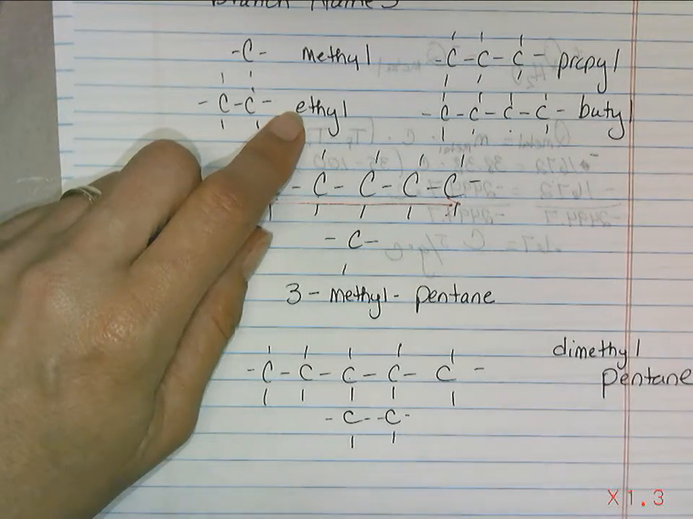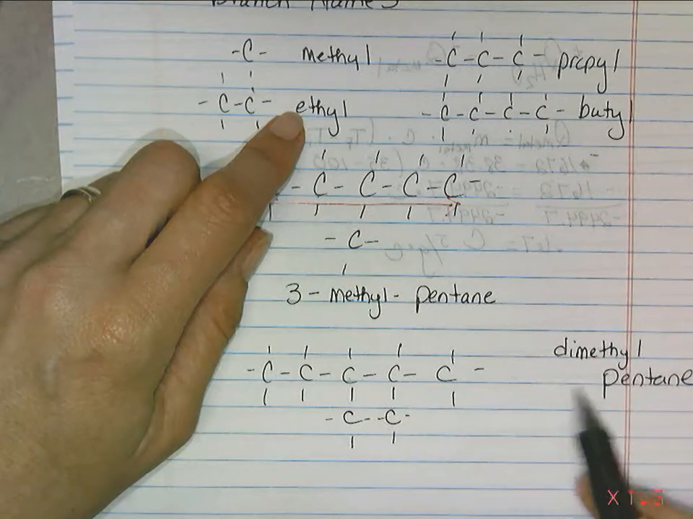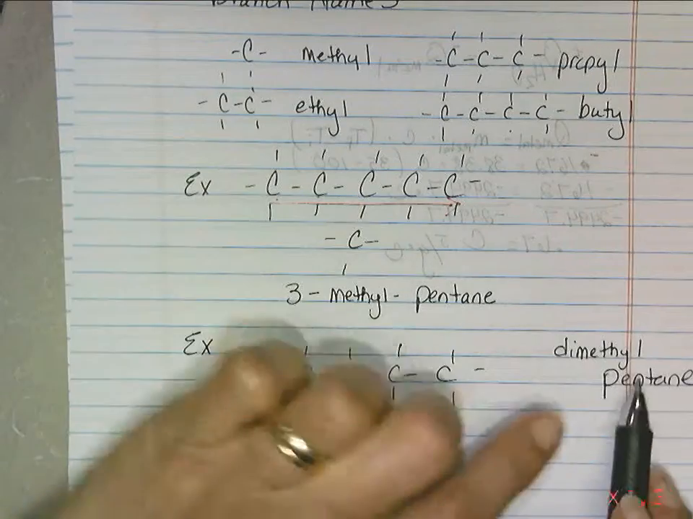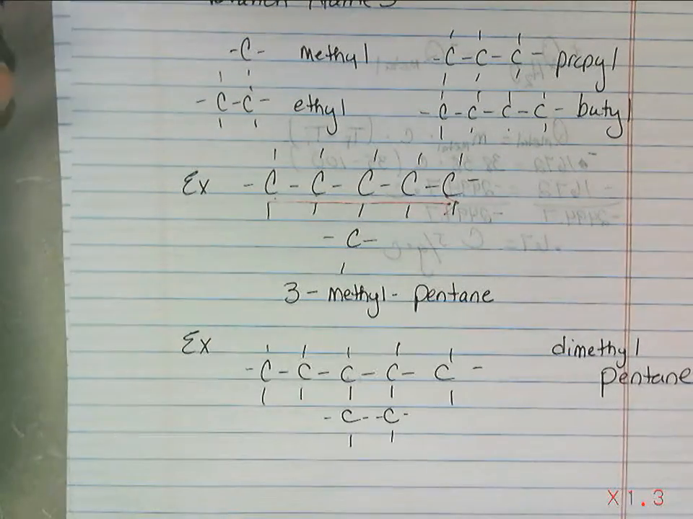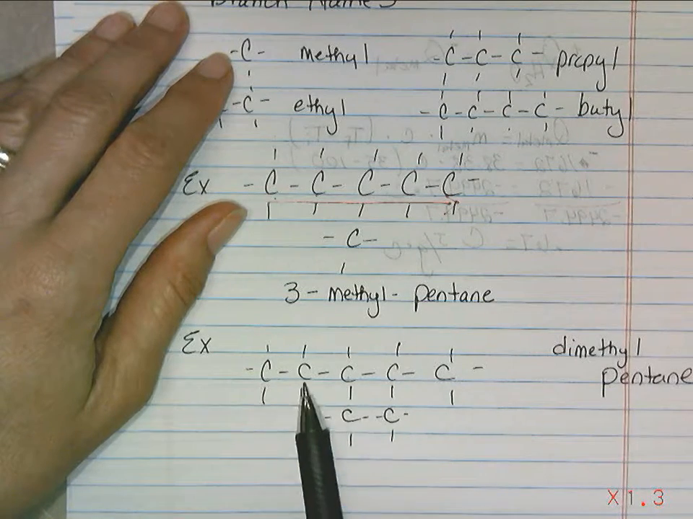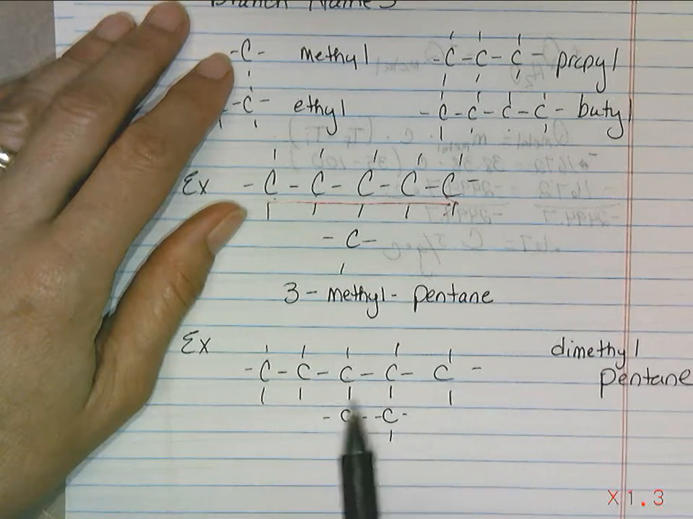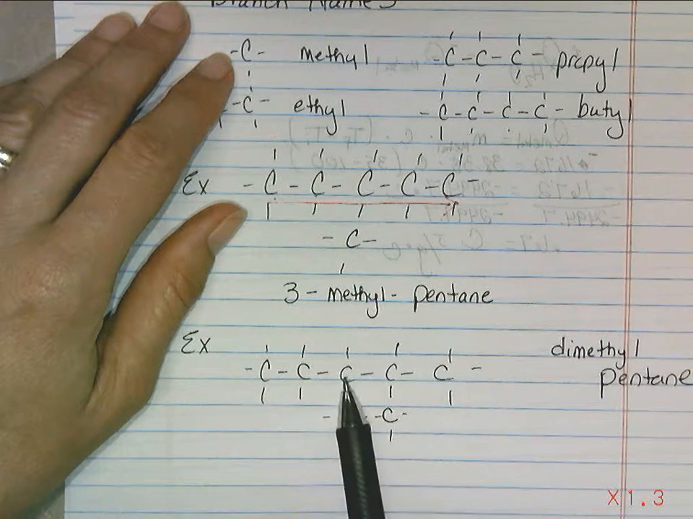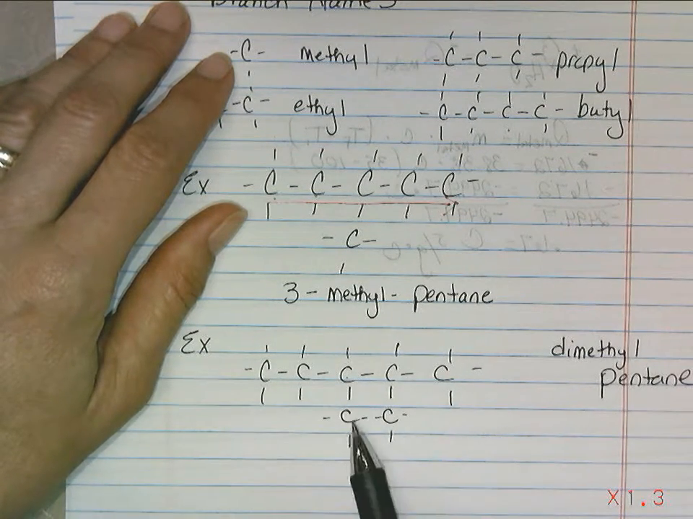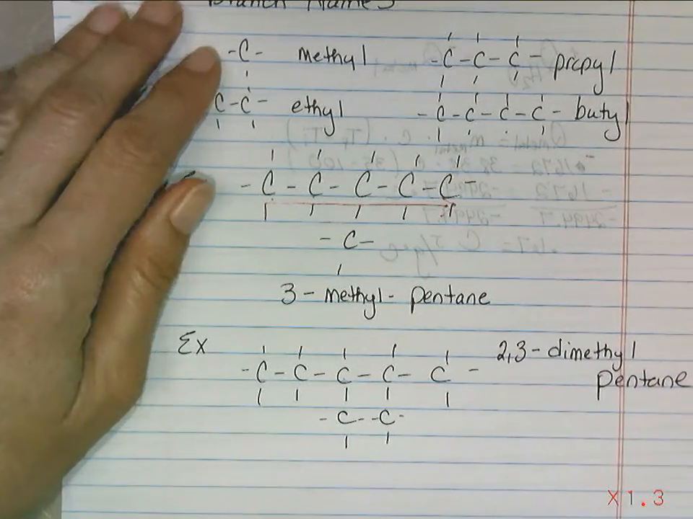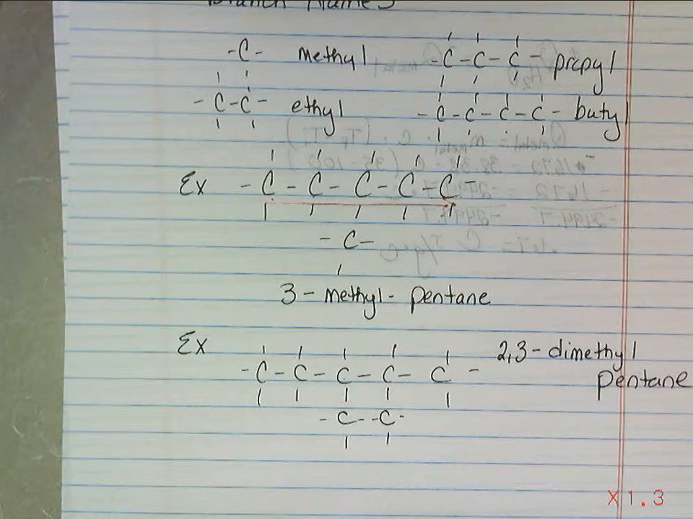And I probably should have made more space for myself. Once again, you have to tell the person who's going to draw the structure where the 2 methyl groups are. Well, if I count this way, 1, 2, 3, 4, 5, I get 3,4-dimethyl. If I count this way, I get 1, 2, 3, 4, 5. The lowest number possible is going to be 2,3-dimethyl. Go with the lowest number combination.